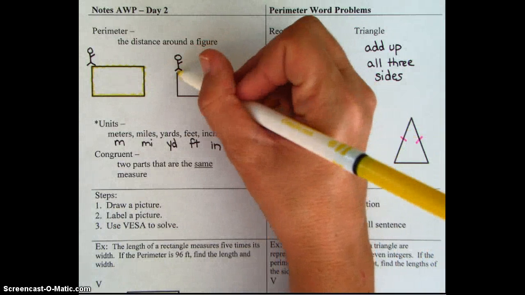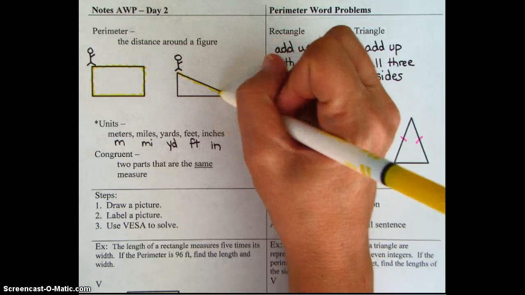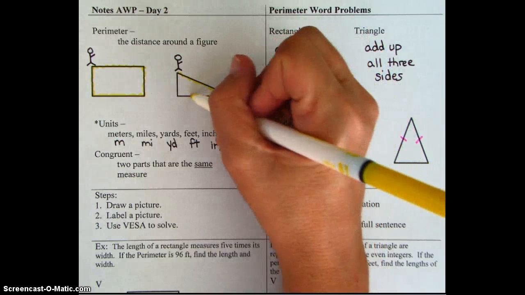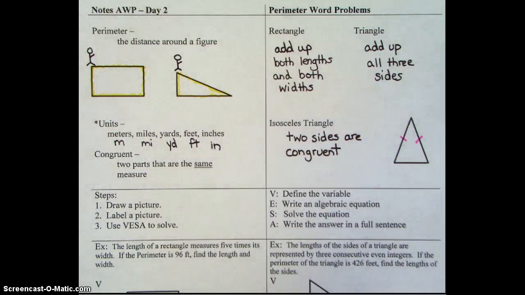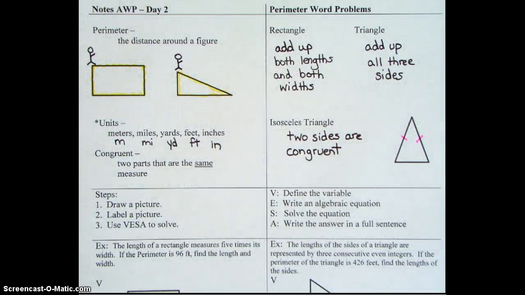It's the same thing with a triangle. If we start at the top corner, we need to go down to the bottom, over to the side, and back to where we started. For rectangles, you just need to add up both lengths and both widths, and for a triangle, you're going to add up all three sides.